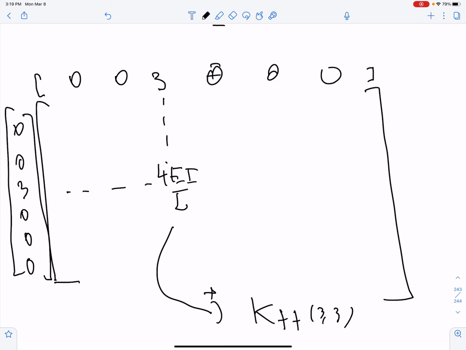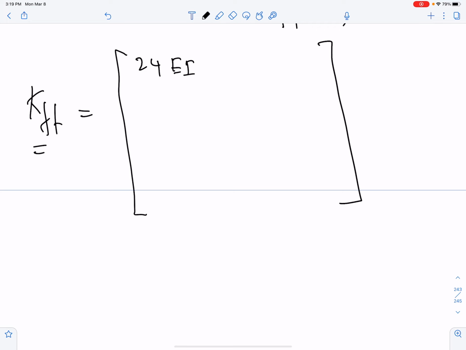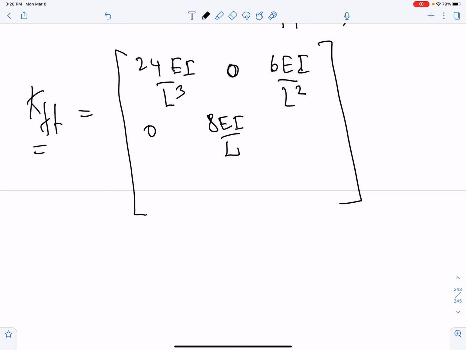Okay, so this should conclude the assembly procedure. And so what we find is our 3 by 3 structure stiffness matrix. KFF becomes 24 EI over L cubed. Nothing here. 6 EI over L squared. Nothing here. 8 EI over L. 2 EI over L.